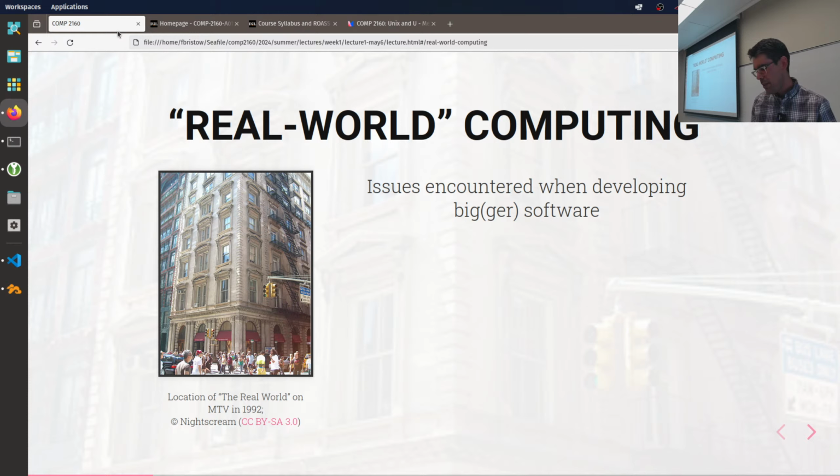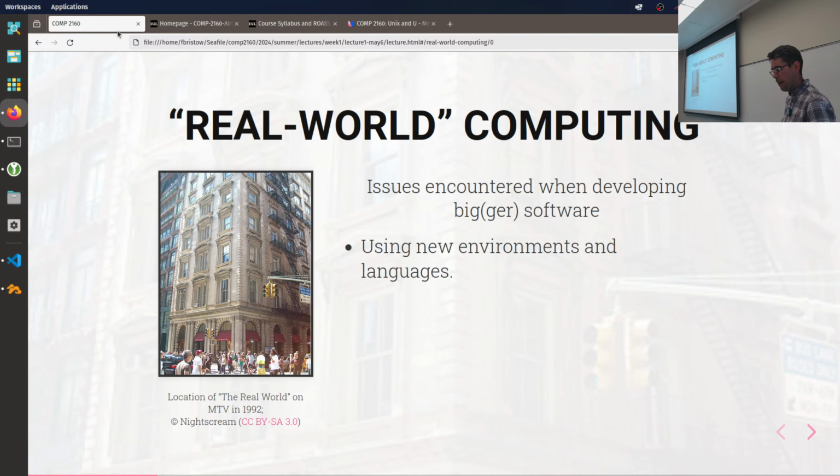The kinds of things that we'll notice when we're building bigger software and when we're moving into industry is that we're going to be starting to use new environments and languages. This course, we're going to be looking at a new language, probably. We're going to be looking at a new environment, probably. It's likely that most of you haven't seen these environments before. When you get into industry and when you get a job, it will be a new language often and a new environment almost definitely. These are things that you're going to see as you keep going throughout your career.